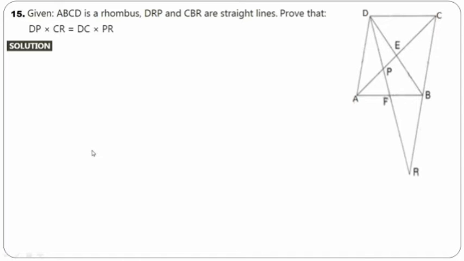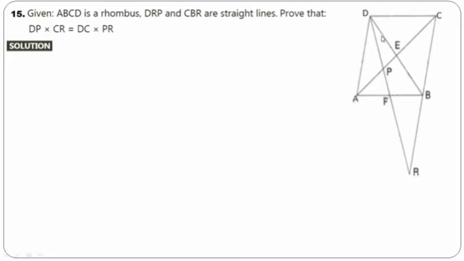Welcome, dear students. So let's continue with what we were doing in the last class in the chapter Similarity. Today we are starting with question number 15, which says: given ABCD is a rhombus.